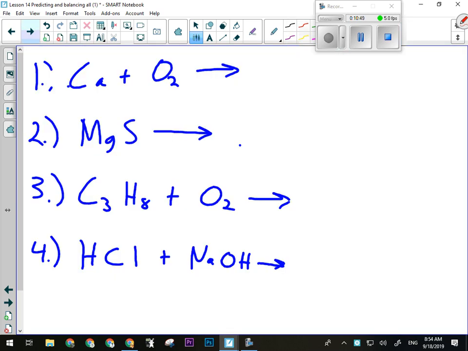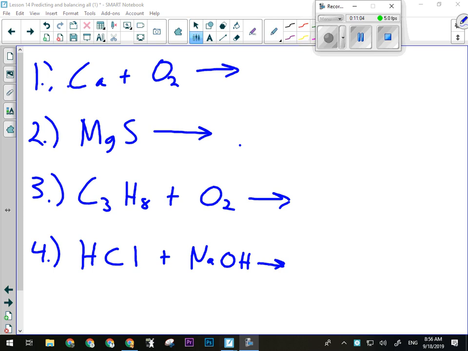Okay. Predicting the products of a chemical reaction. Okay, I'll give you a minute here. Write these 4 down, and then we'll walk through them, in order to kind of get the hang of how this works. Okay, so let's walk through how this works.